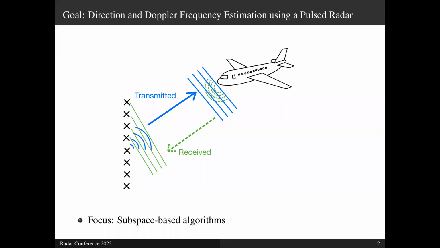The goal in this work is direction and Doppler frequency estimation using a pulsed radar system. In this figure, we are showing an array of sensors. We assume that we have L sensors and we have a pulsed system. There are many space-time signal processing algorithms available to estimate direction and Doppler frequency, and our focus is on subspace-based algorithms.